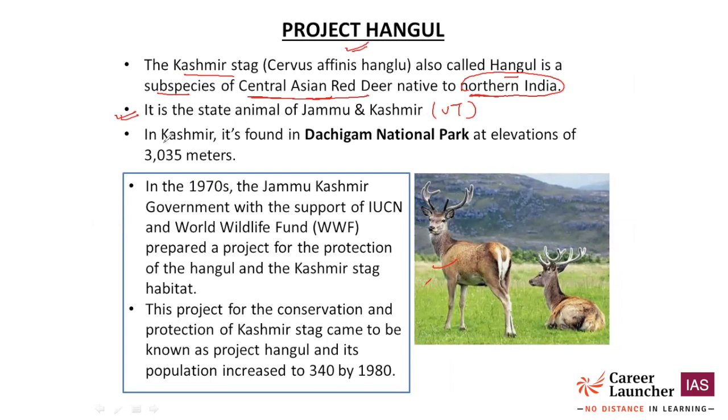So you can see in Kashmir, it is found in Dachigam National Park, at an elevation of 3035 meters. At such a height the temperature is very low, and this type of animal requires a cool climate.